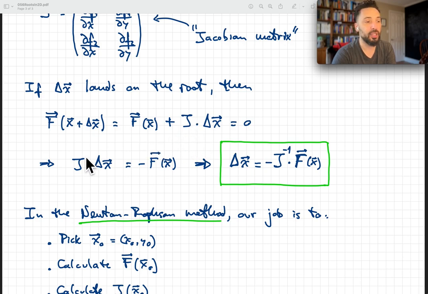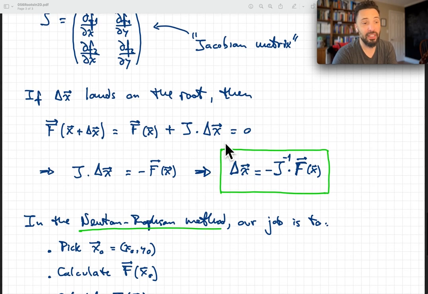And so we can calculate J, and we can calculate J inverse, or we can apply J inverse to that function evaluated at the reference point. We flip the sign, and then we obtain delta x. Now, in this process, we're neglecting higher order terms. So this delta x is only an approximation.